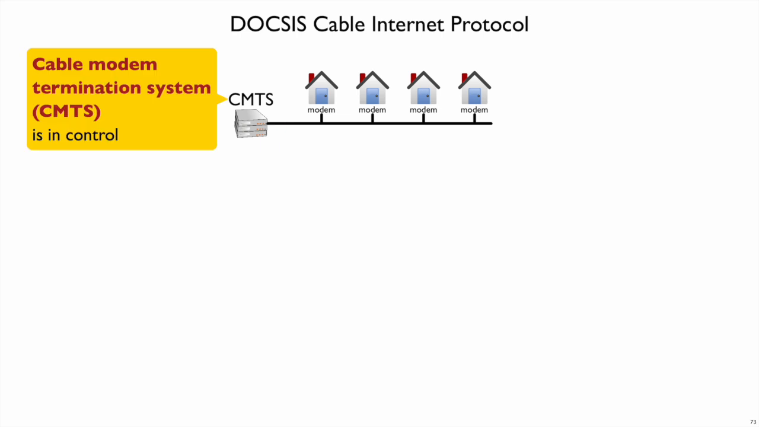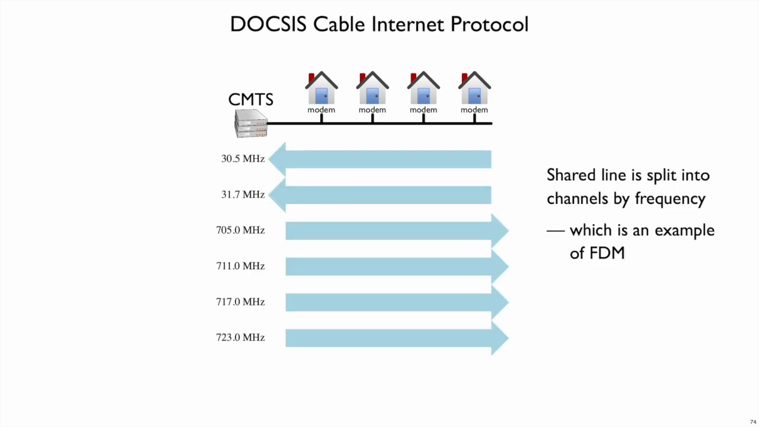That is the cable modem termination system. The CMTS is in charge. It's going to be managing this shared wire between all of the houses. That wire is able to carry separate signals at different frequencies. So the first thing we do with this protocol is we split that wire into those multiple frequencies, which is an example of FDM, frequency division.